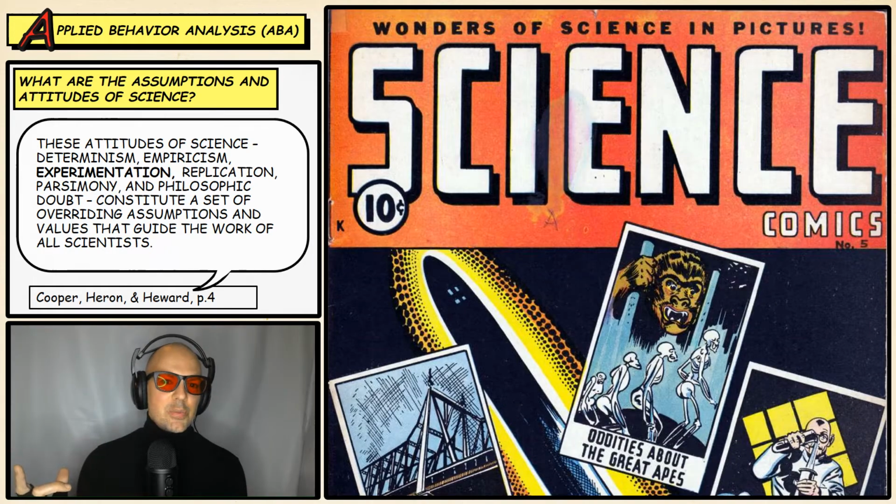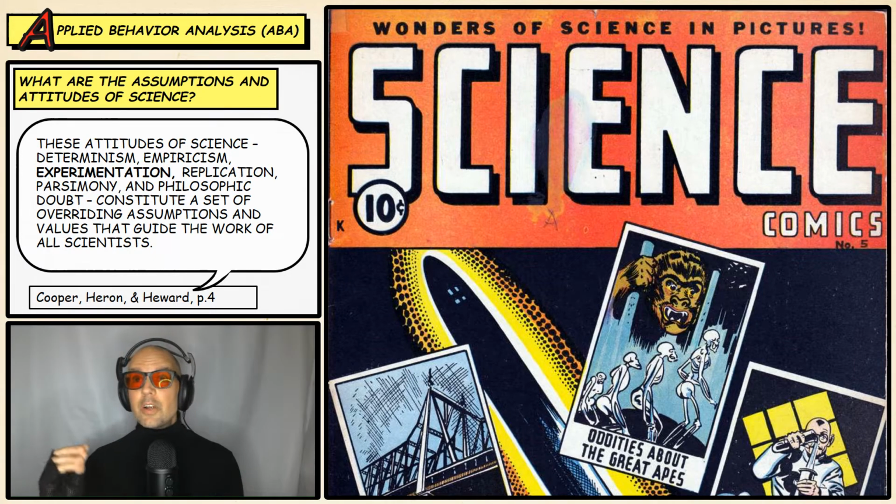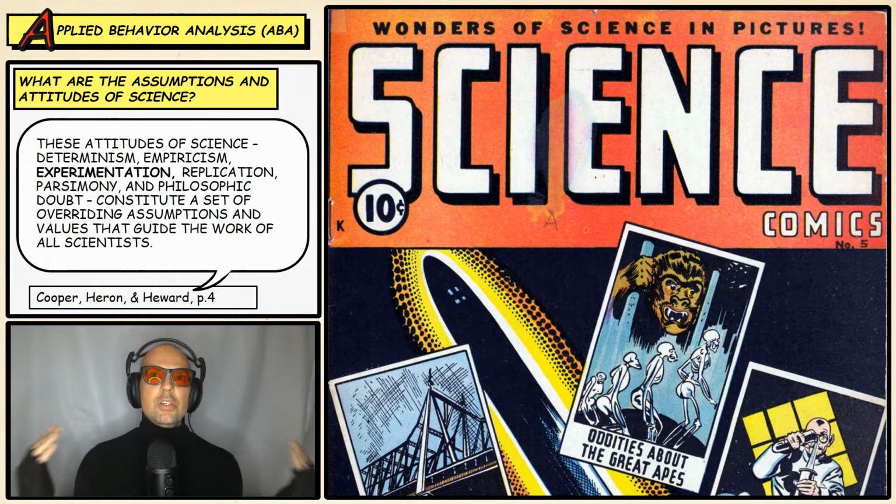Now, experimentation we touched on in the previous video. It is the specific manipulation of one event, that is the independent variable or the cause, to determine if it produces a reliable specific change in another event, that is the dependent variable or the effect, when you control for extraneous factors, and those are the confounding variables. So again, we're manipulating something, the cause, to see if something else changes, the effect, and we're making sure that nothing else can be causing that change, that is the extraneous variables.